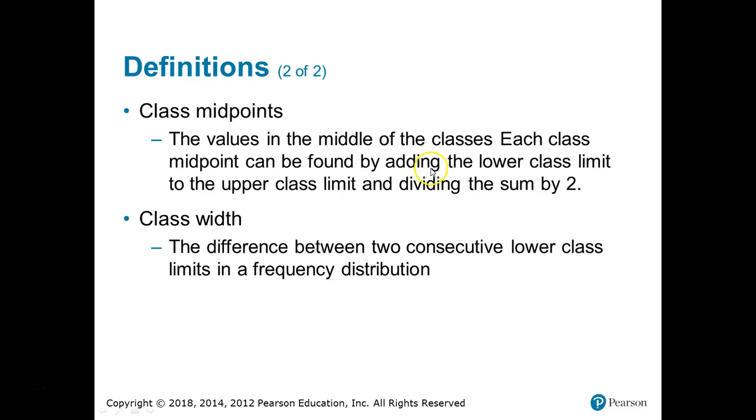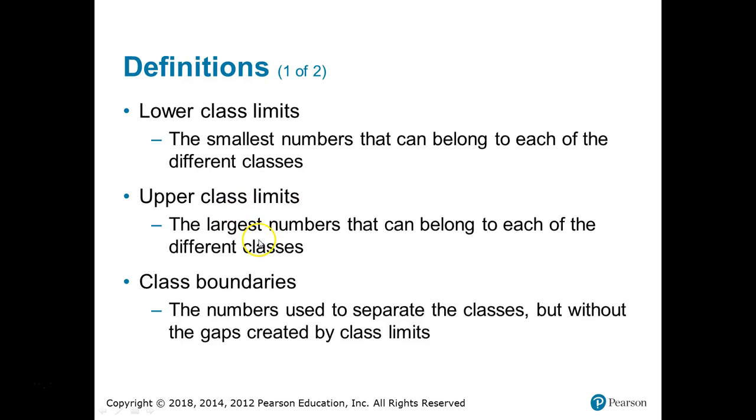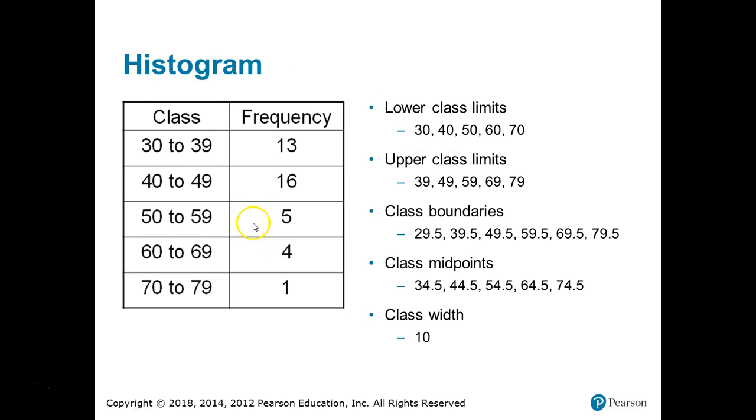Upper class limits: the largest number that can belong to each of the different classes. 39, 49, 59, 69, 79. 5 numbers.